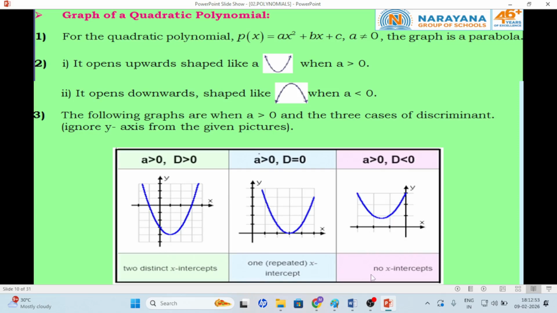No intersection means there are no x-intercepts. Therefore, the number of zeros is 0. No real zeros are there. So the curve opens upwards when a is greater than 0 for all the three cases.